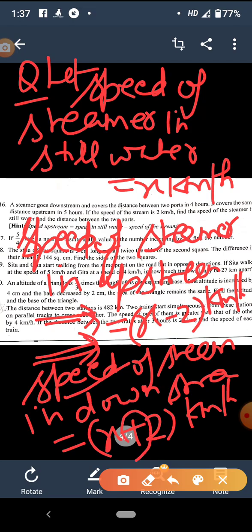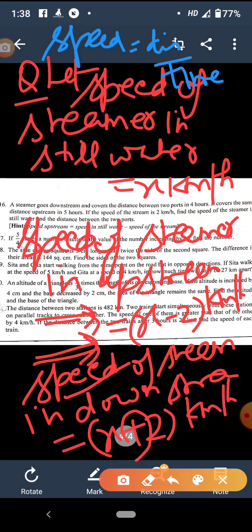Now the question is, steamer goes downstream and covers the distance in 4 hours. So what is the formula for speed beta? Speed is equal to distance upon time. Now a steamer goes downstream and covers the distance in 4 hours.